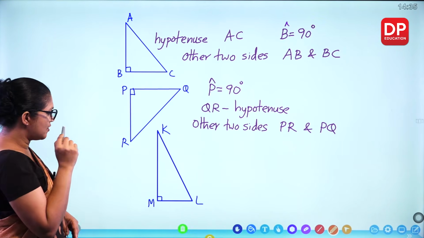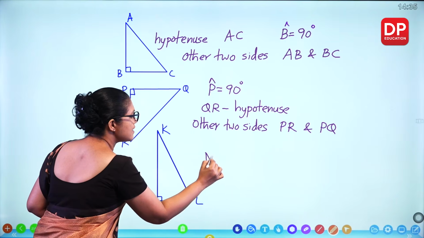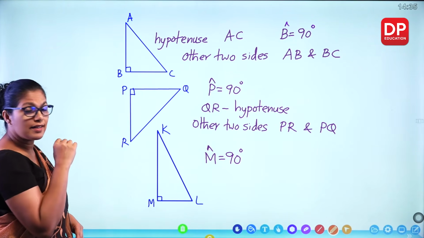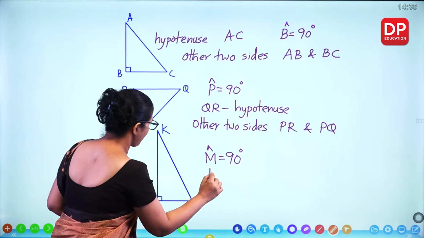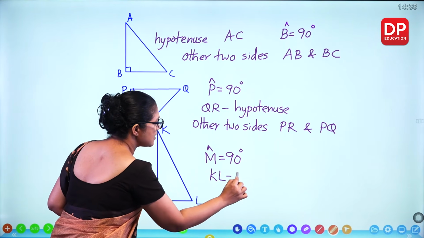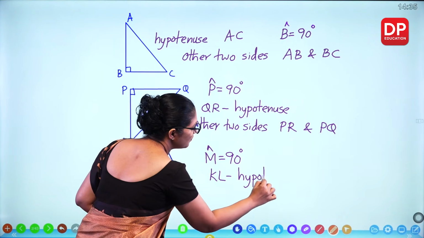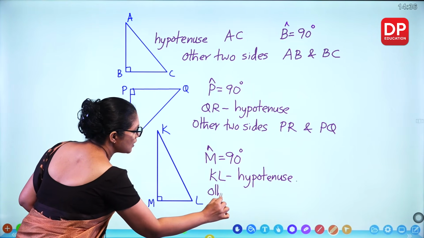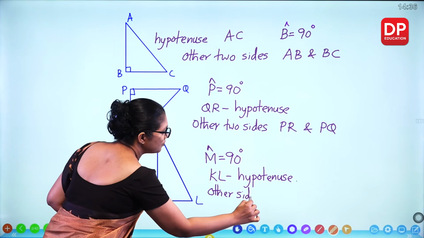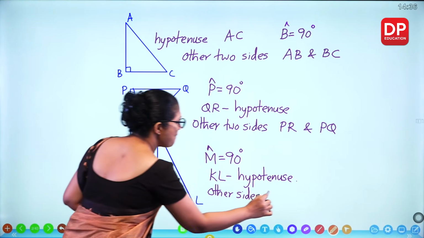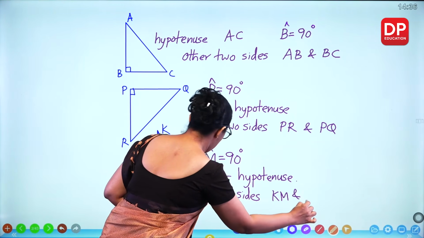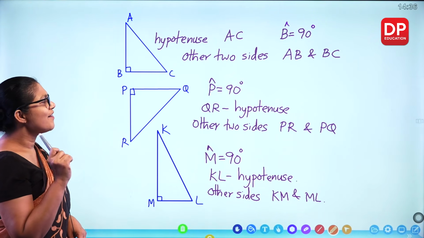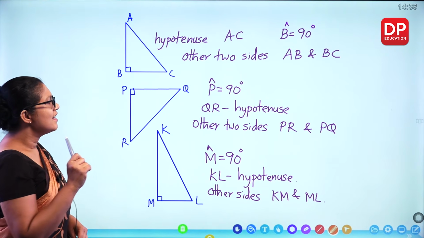Look at this triangle. It's also a right angle triangle. Which angle is 90? M angle is 90. Then what's the hypotenuse? KL is the hypotenuse. Then what are the other two sides? The other sides are KM and ML. Look carefully. Without the diagram, you can write down the other two sides and the hypotenuse.